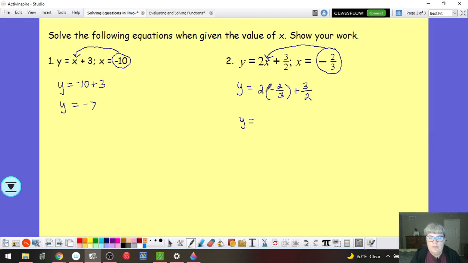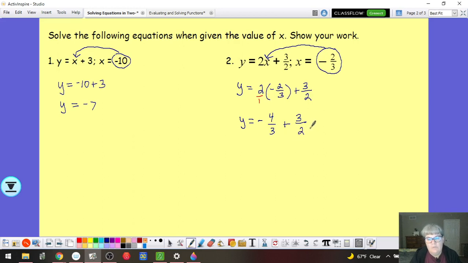When I multiply 2 with negative 2/3, keep in mind 2 is the same thing as 2 over 1. And multiplying fractions, you're multiplying your numerators and you're multiplying your denominators. A positive value times a negative value is going to be a negative. 2 times 2 is 4. 1 times 3 is 3. So negative 4/3 plus 3/2.